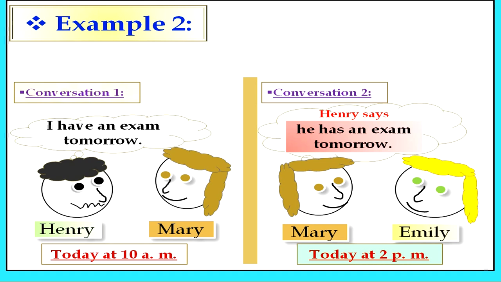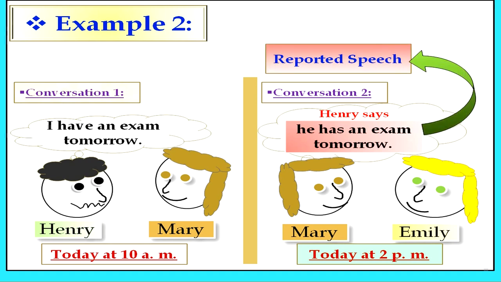Henry's sentence is, "I have an exam tomorrow." But Mary's new sentence is, Henry says he has an exam tomorrow. So as you can see, there are some changes, but the meaning, of course, is the same. So Mary's sentence is what we call reported speech. Why is it reported, not direct speech? Because Mary has made some changes, and she hasn't used the same words of Henry as we have in conversation number 1.